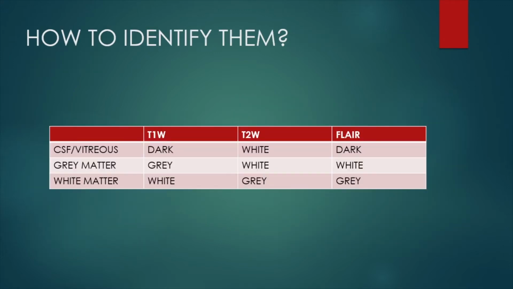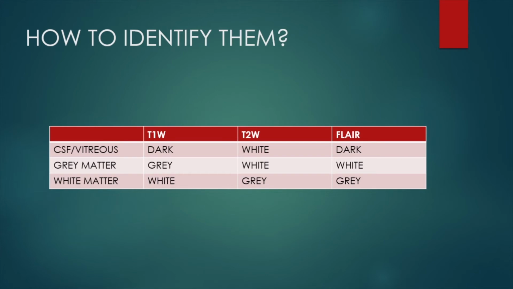So this is how we can differentiate between a T1 weighted, T2 weighted, and the FLAIR. We have to remember that in the T1 weighted image, the fluid is going to be dark, gray matter is gray, white matter is white. And in T2 weighted image, the fluid is white, gray matter is white, and white matter is gray. In FLAIR, it is the same as a T2 weighted image, but just the fluid would appear darker.